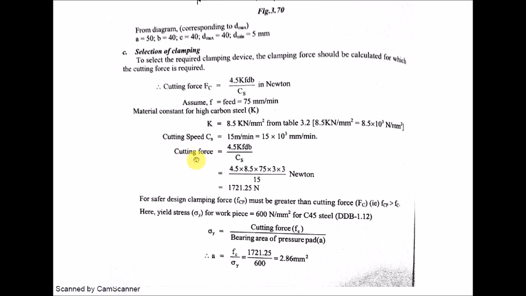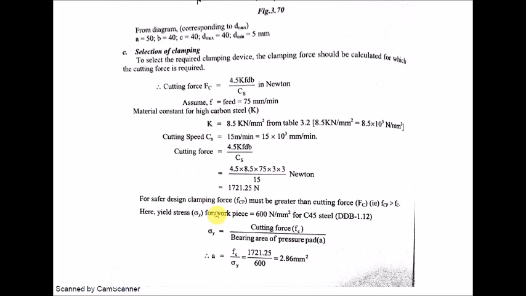The reason why we are finding the cutting force is because the clamping force must always be greater than this value. And the yield stress, sigma y, for the workpiece is 600. This can also be found from the design data book, page number 1.12. We find it because we have to find the bearing area A of the pressure pad. So sigma y is equal to cutting force divided by the bearing area of the pressure pad. Since sigma y is known and the cutting force is also known, Fc divided by sigma y gives the area, which is 2.86 mm square.